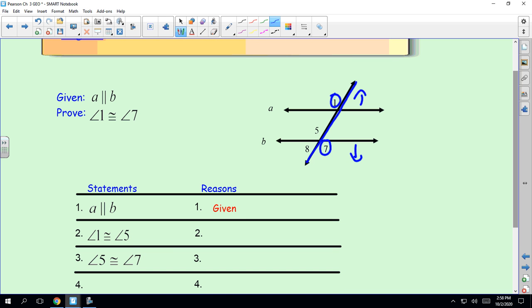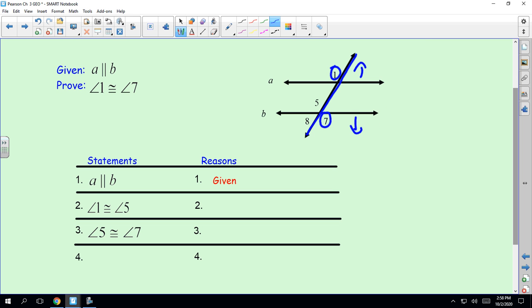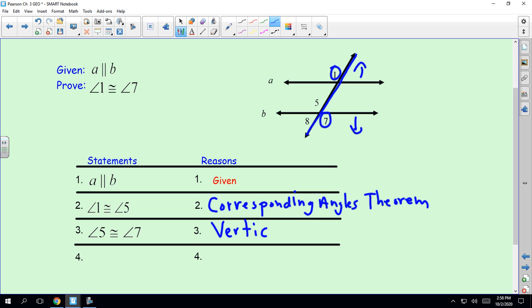So starting with statement 1, A is parallel to B. That is given. Angle 1 congruent to angle 5. Why is that? Well, if lines are parallel, then the corresponding angles are congruent. We call that the corresponding angles theorem. And then we have angle 5 congruent to angle 7. That is the vertical angles theorem.